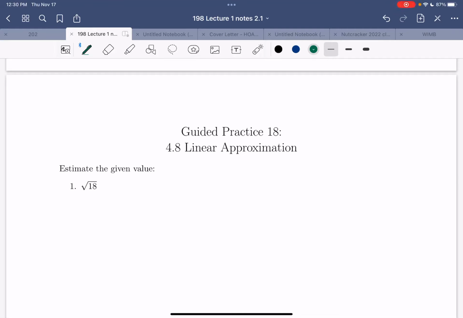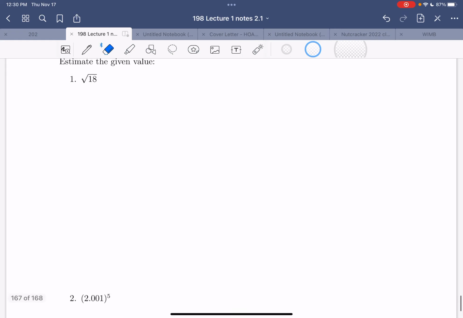Welcome to Guided Practice 18. This is section 4.8 on linear approximation. We've got a couple of quick problems here. For two different values, number 1 and 2, we're going to estimate the given value.